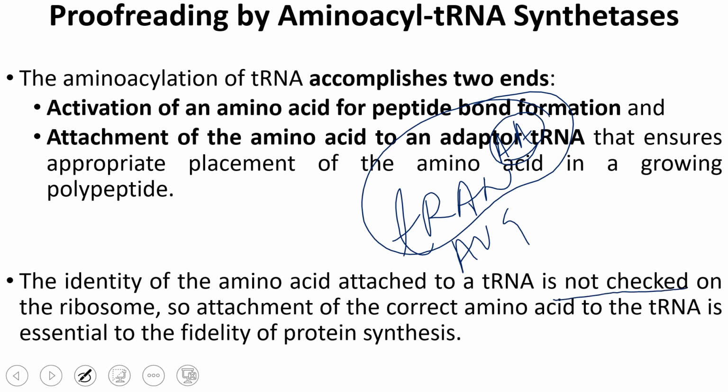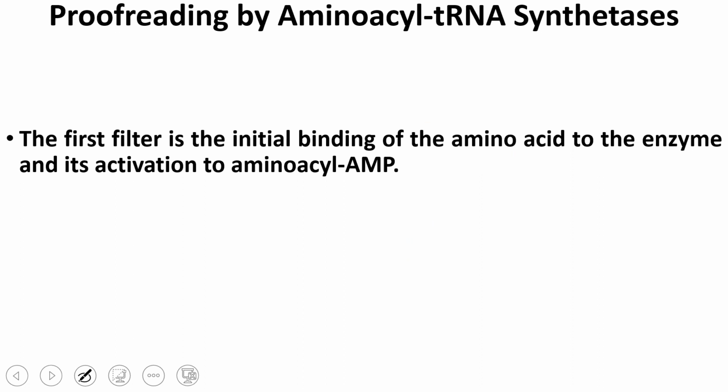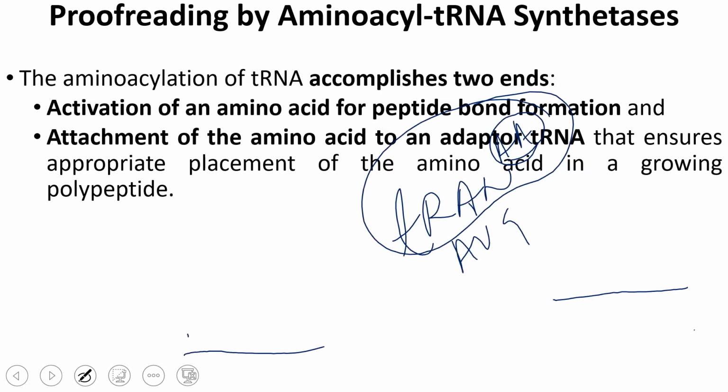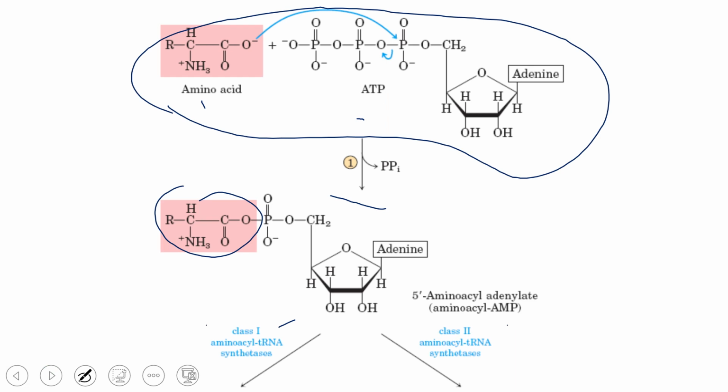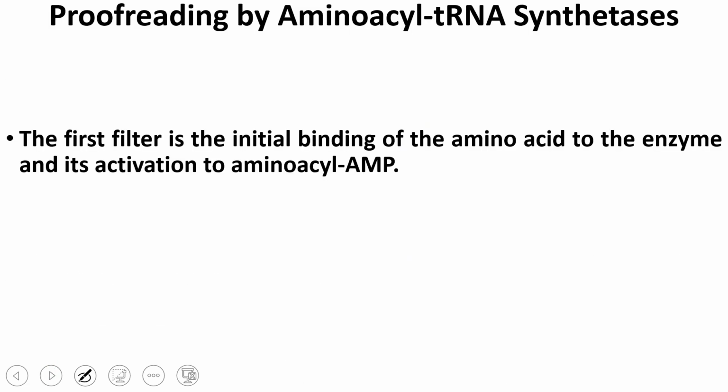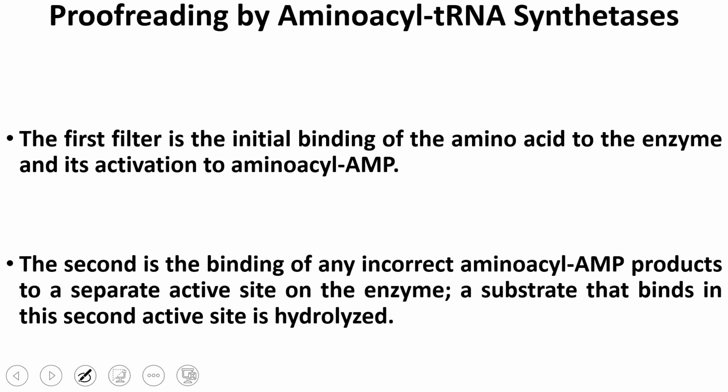The ribosome is never going to check whether the tRNA comes with the correct or wrong amino acid. So the attachment of the correct amino acid to the tRNA is essential for the fidelity of protein synthesis. Fidelity means correctness. The first filter of this proofreading is the initial binding of the amino acid to the enzyme and its activation to aminoacyl AMP, which you saw in the reaction. The amino acid reacts with ATP and gives you aminoacyl AMP. The second filter is binding of any incorrect aminoacyl AMP product to a separate active site of the enzyme. A substrate that binds to the second active site is hydrolyzed.